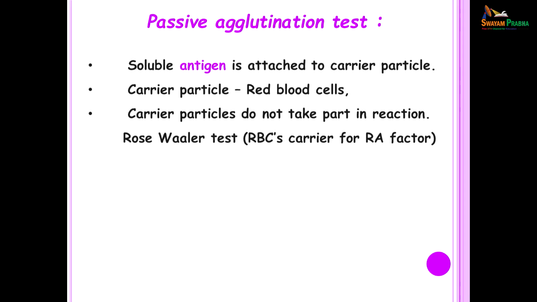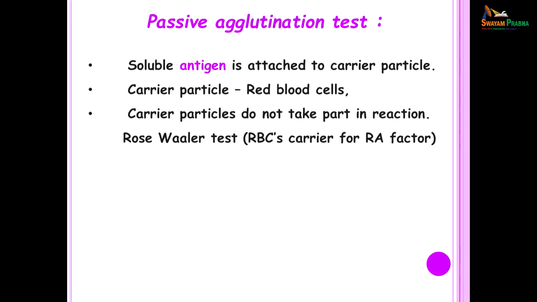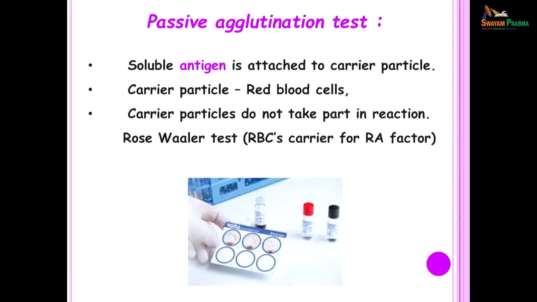The tube agglutination tests take about 18 to 24 hours before they can be positive. So, these tests have been replaced by faster tests called passive agglutination tests. It is called passive because a soluble antigen is attached to a carrier particle. These carrier particles could be red blood cells. The carrier particle does not play a part in the reaction. It is basically the antigen which is present on the surface of the carrier particle, and if antibody is added, it causes the red blood cells to agglutinate. This test was used as the Rose-Waller test in the past when we needed to diagnose the presence of rheumatoid arthritis factor.